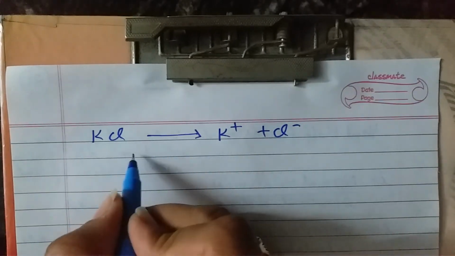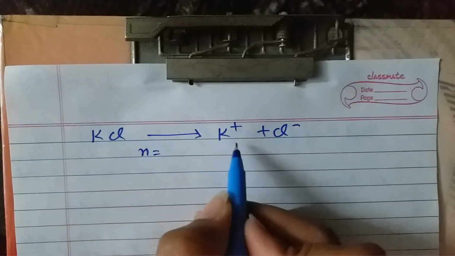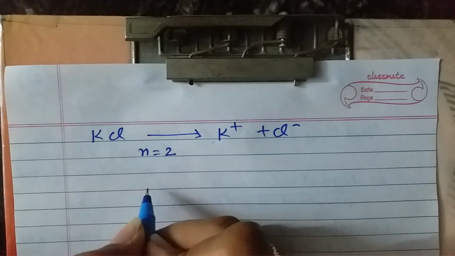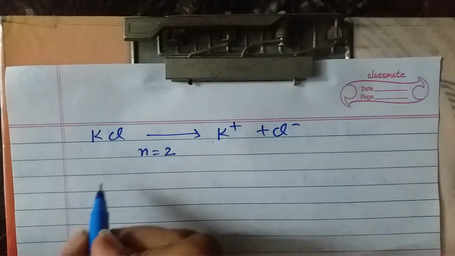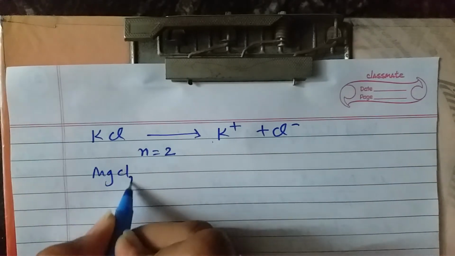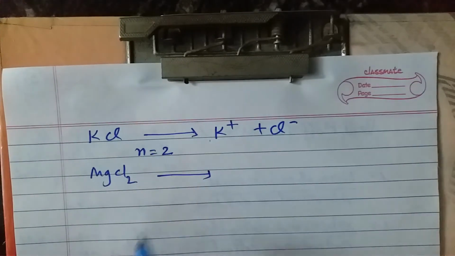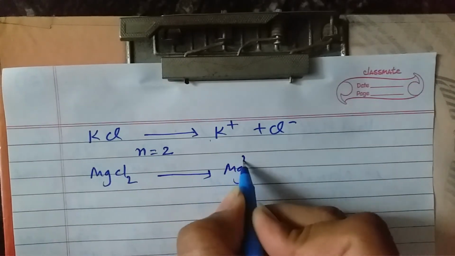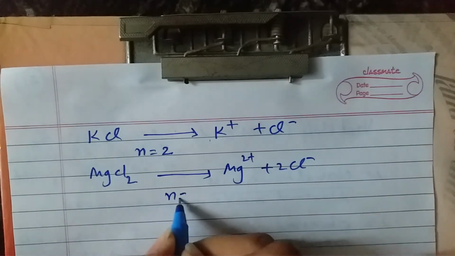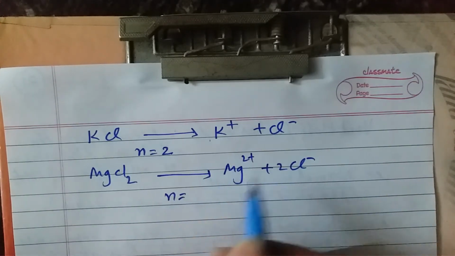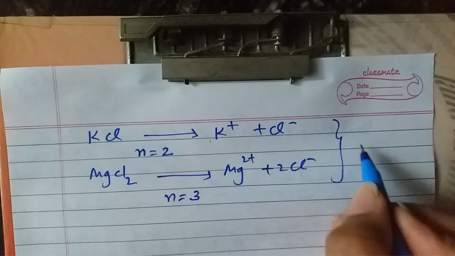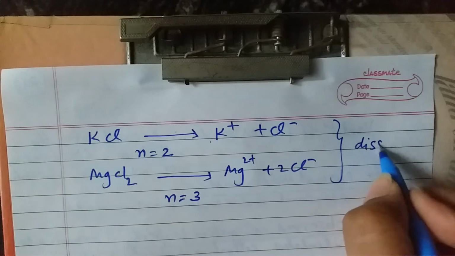So in this case, n will be considered as what? 2, because you get 1 plus 1, 2 particles. So for this case, the value of n has to be taken as 2. Now suppose you have MgCl2 and MgCl2 was added to water and it dissociates to form Mg2+ and 2Cl-. So here the value of n has to be taken as 1 plus 2 equals 3. So what is n? And these are the cases which I have mentioned here for dissociation.